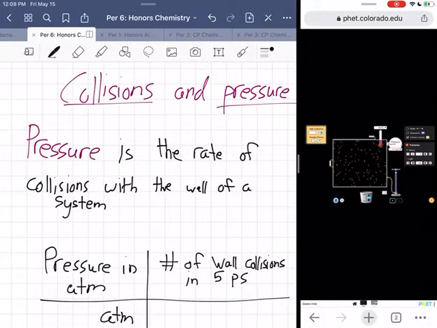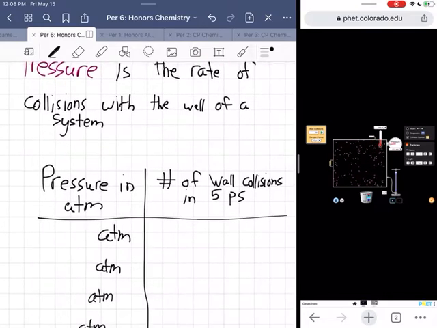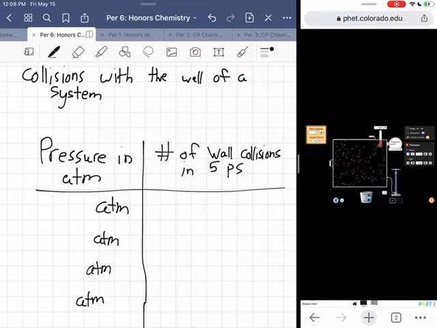So what this means is the particles here, the pressure is going to go up the more collisions are occurring with the wall, and it's going to be lower pressure when there are fewer collisions with the wall in this time period. Let's go ahead and take some data, and I'll show you what I mean by this.